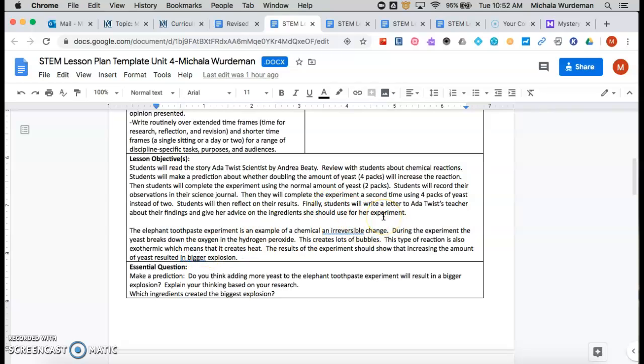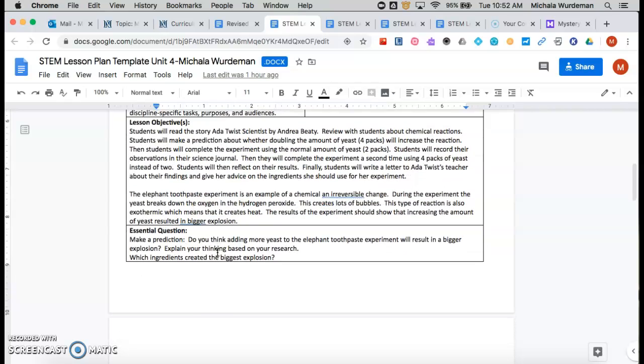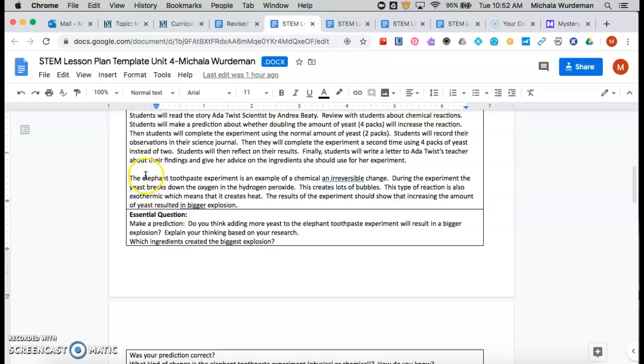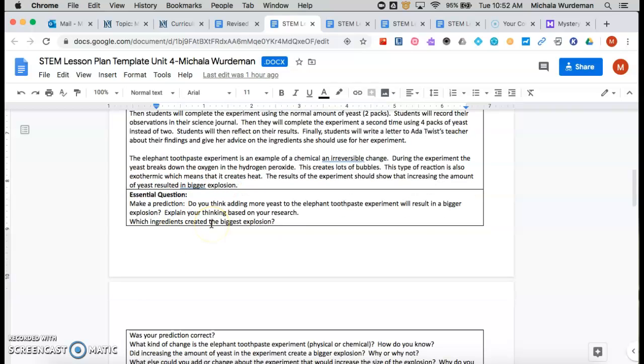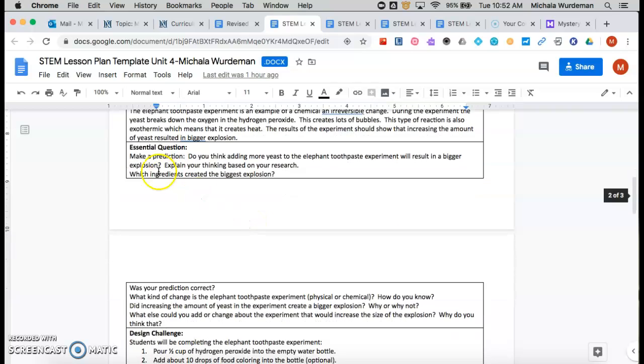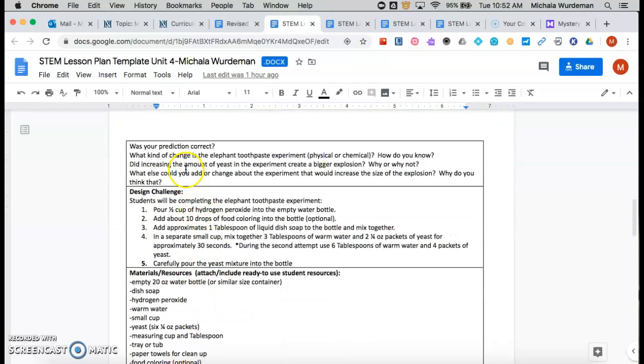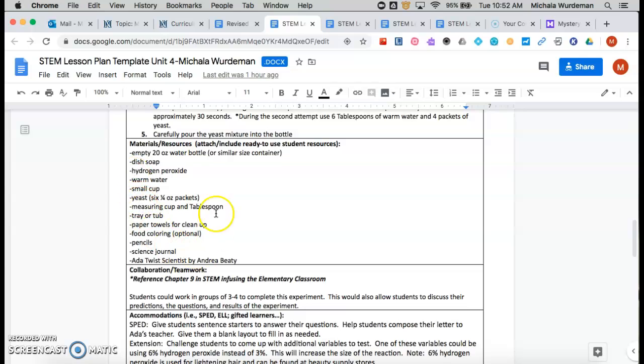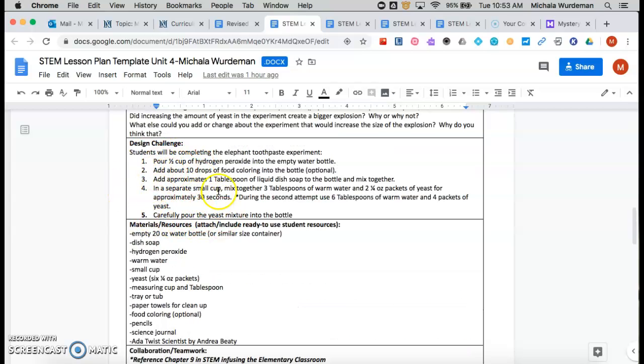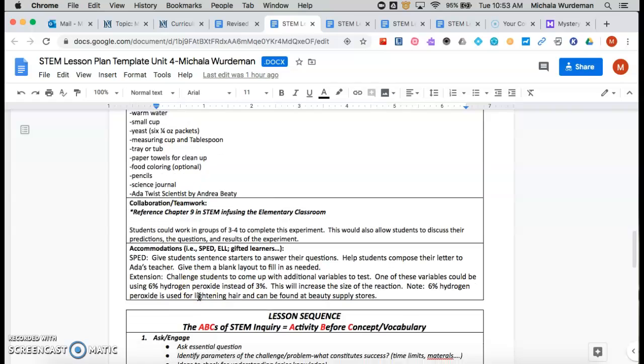And then they're going to have to write a letter to Ada Twist's teacher about their findings and give her advice on the ingredients she should use for her experiment. They call this the elephant toothpaste experiment, so if you've done that before. Essential questions would be making their prediction, which ingredients created the bigger explosion, and then at the end, was their prediction correct? What kind of change was it? Was it physical or chemical? And then what we need for the challenge to design or to make their elephant toothpaste, materials they need.